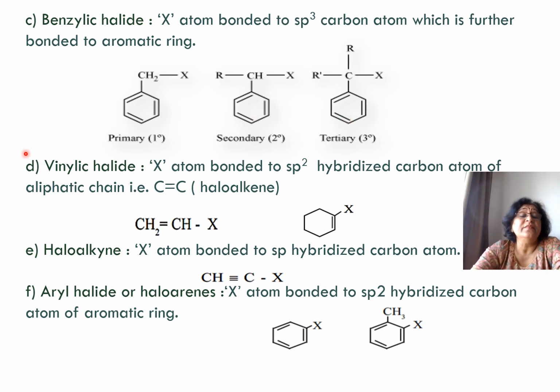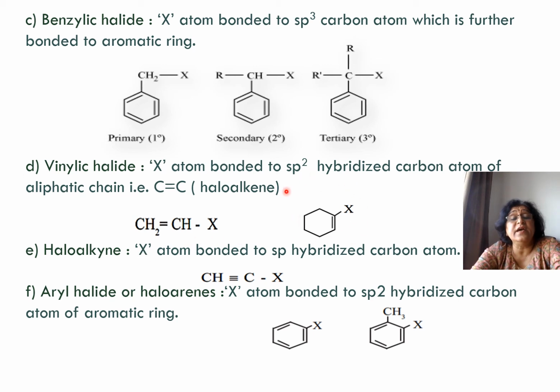Okay. Then the next category I told you was that halogen is attached to an sp2 hybridized carbon. In such cases, they are of two types, vinylic halide and aryl halide. In vinylic halide, what happens? The halogen atom is bonded to an sp2 hybridized carbon of the aliphatic chain. So carbon double bond carbon. It is also called haloalkene. So here you see CH2=CHX. This is vinylic halide.